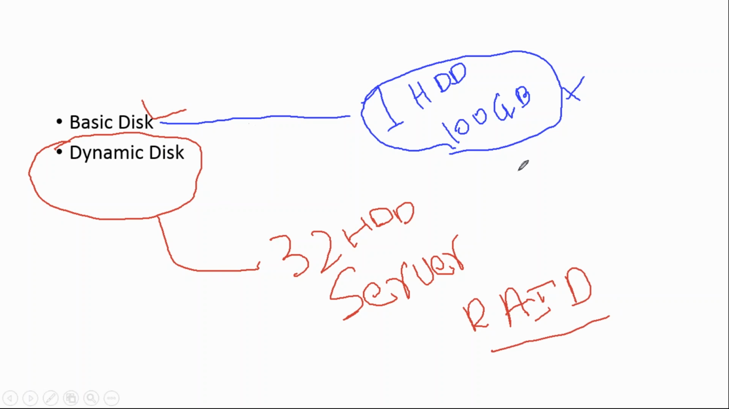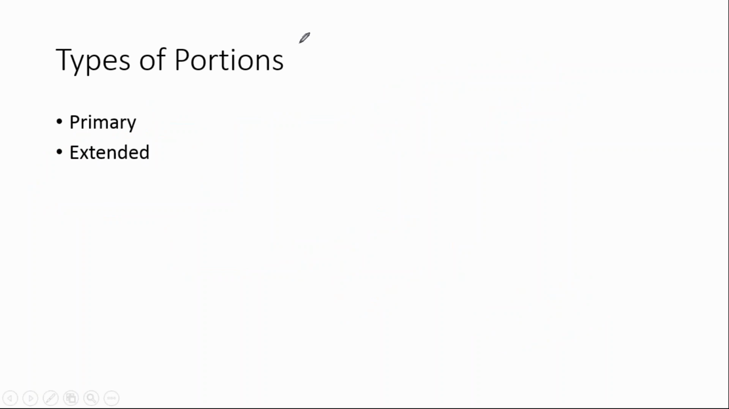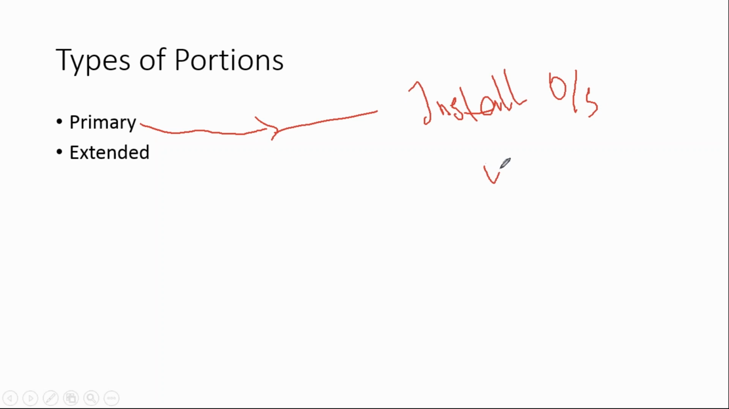In basic disk, we can create partitions. There are two types of partitions: one is primary partition, another one is extended partition. Primary partition is mainly for installation of an operating system, where you can install any OS. It could be Windows, it could be Linux, say for example Windows 10 or Windows 8, or 2012 server. Primary partition is mainly for OS.